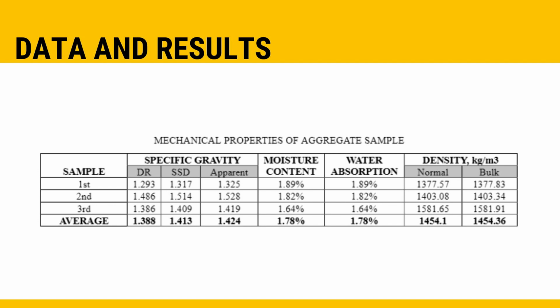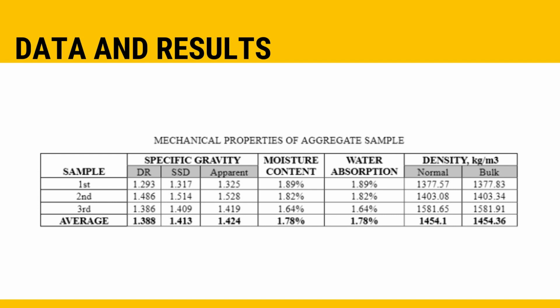According to the results for both moisture content and water absorption, both acquired the same average value of 1.78%, and it was stated that the value should be less than 2% in order to prevent large variations in the amount of water in the concrete mix during production. And we obtained an amount of 1.78%, making the sample ideal to be used since it met the standard.